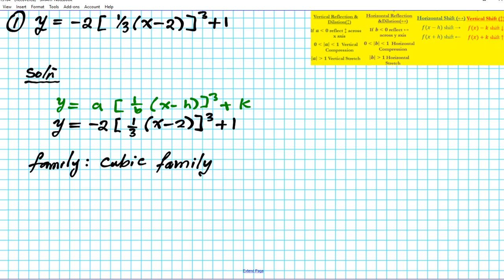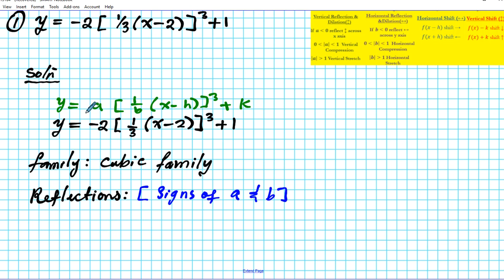Now let's take a look at the reflections. To determine what the reflections are, we're going to be looking at the signs of a and b. If any of these two variables are negative, it results in a reflection either vertically or horizontally.